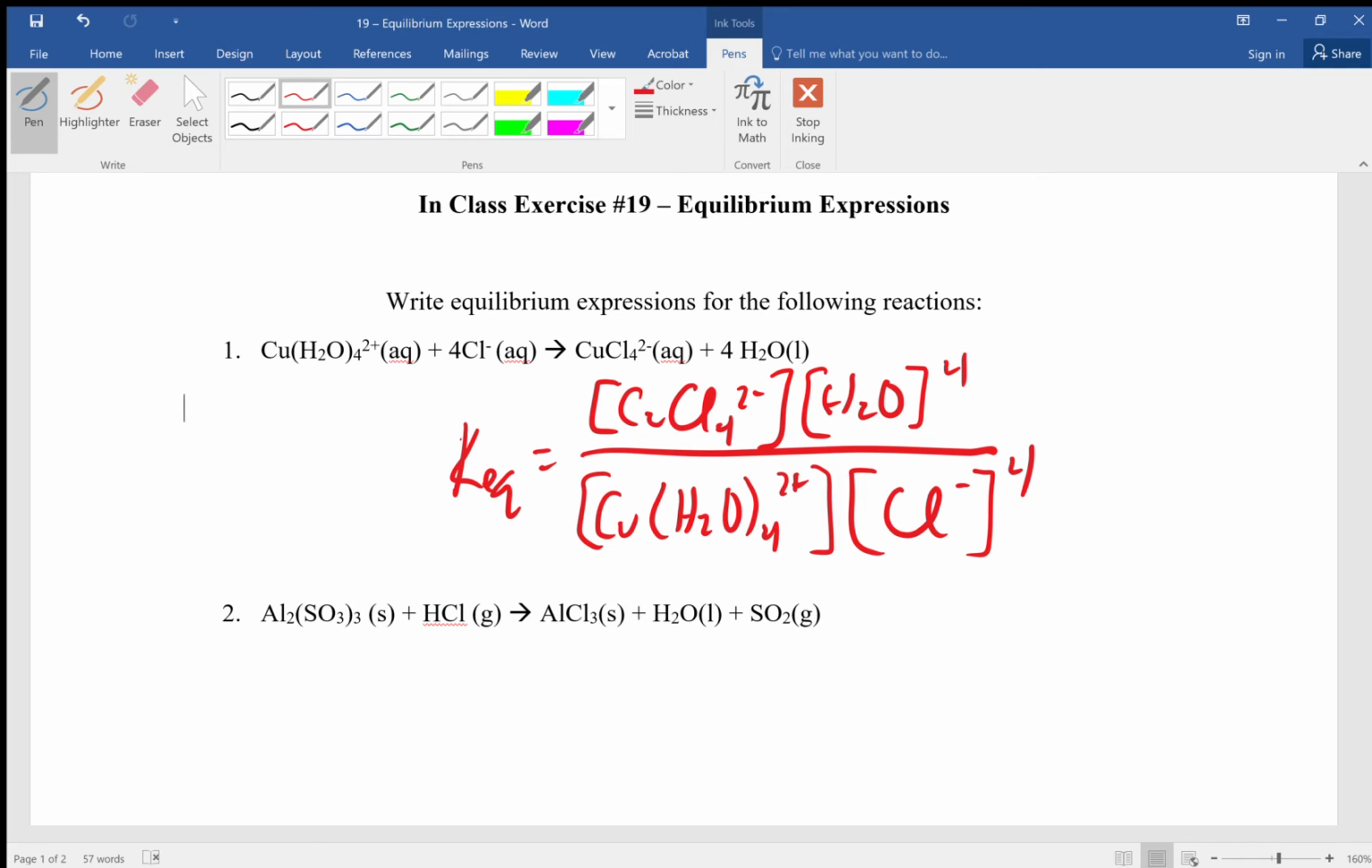But when we get to the second question, that's when this starts to get a little bit more complicated. Because what's wrong on this second question? Well, the equation's not balanced. And you can't write an equilibrium expression until your equation is actually balanced. So we can go through and balance it. We should get 1, 6, 2, 3, and 3.